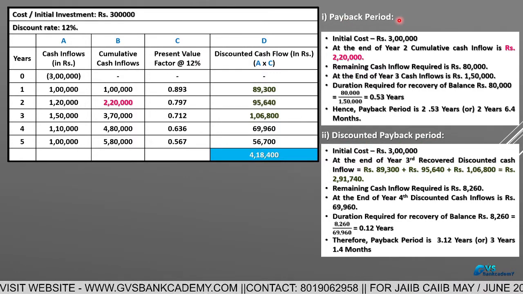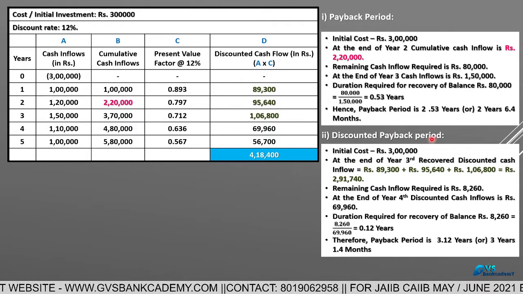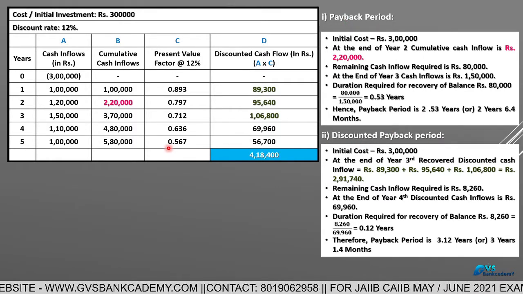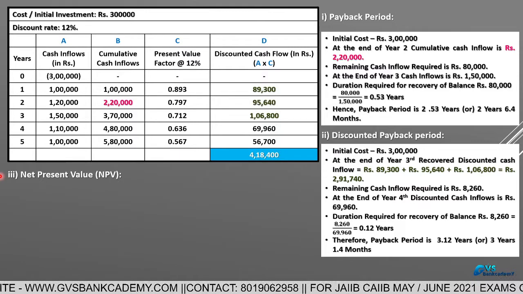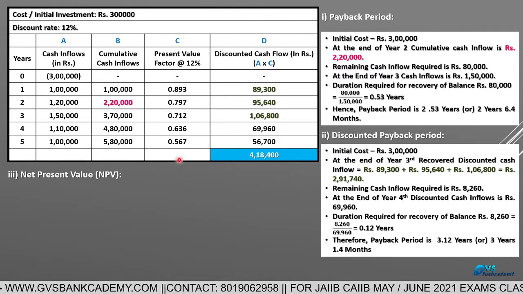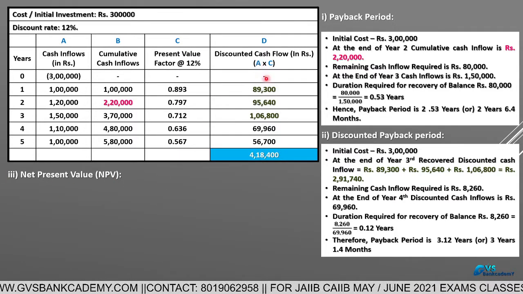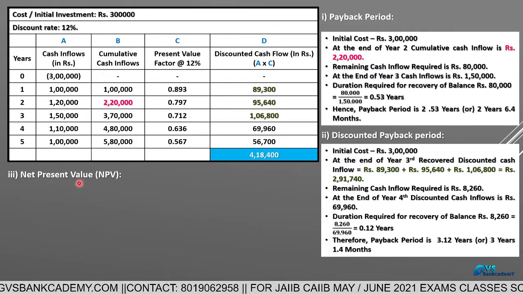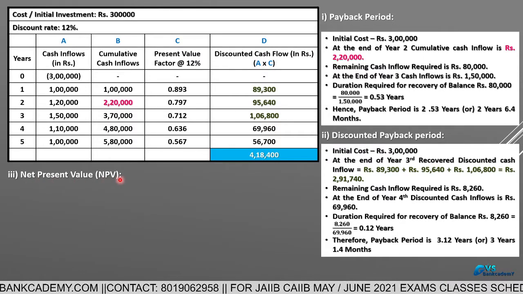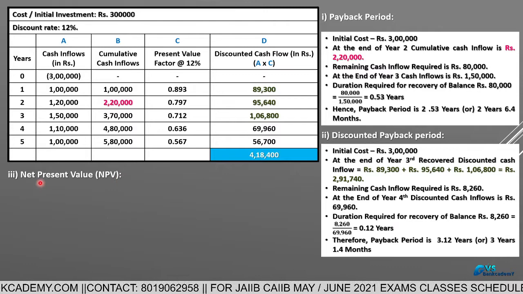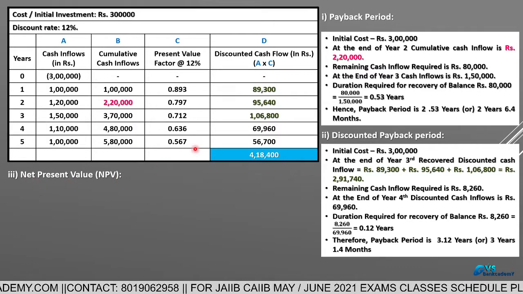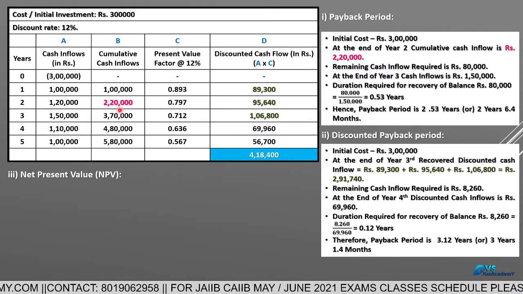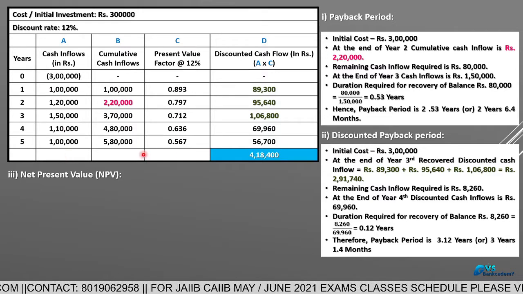Now, the payback period you have completed, and the discounted payback period also you have completed. The third one is net present value. Simple. We have already added all these figures. Net present value is a discounted cash flow technique. Under net present value, what are we doing? We are converting the future cash flows into today's value.